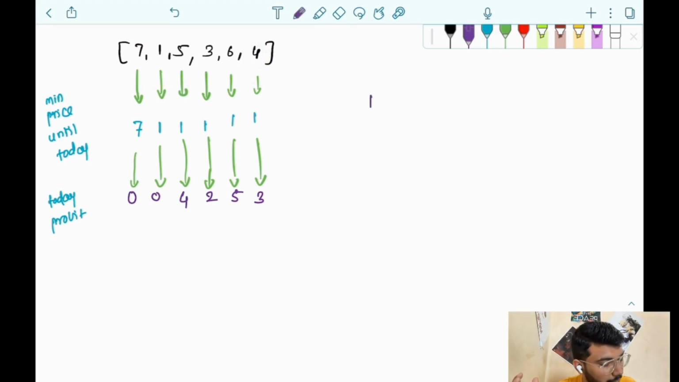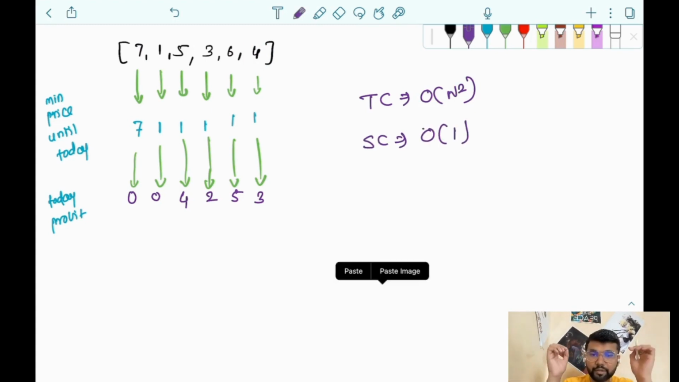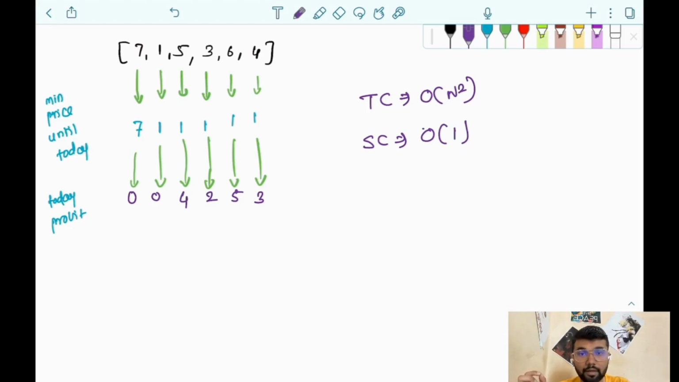The time complexity will be O of n square, and space complexity will be, as we are not using extra space, that will be 1. Can we reduce that time and space complexity? Definitely yes. How can we reduce that?